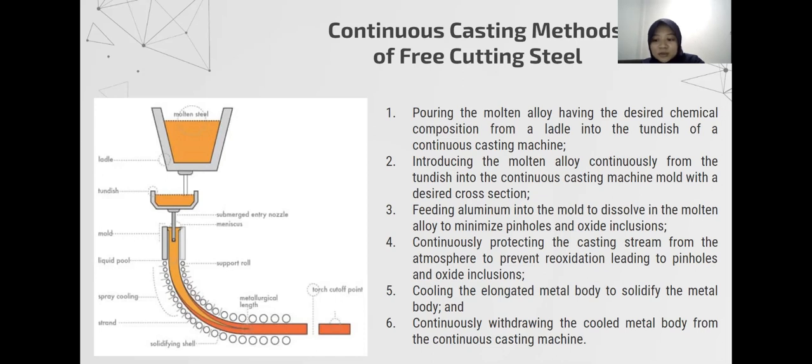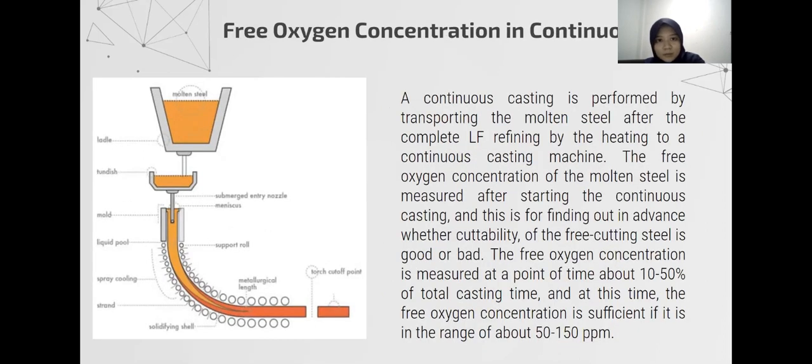Fifth, cooling the molten metal body so as to solidify the metal body. And sixth, continuously withdrawing the cooled metal body from the continuous casting machine. There are several concerns in continuous casting for free cutting steel. One of those is free oxygen concentration.